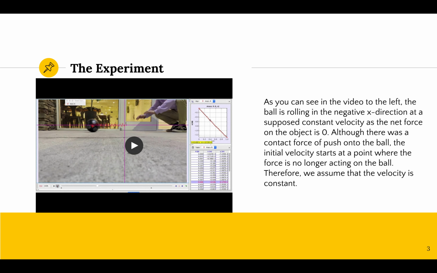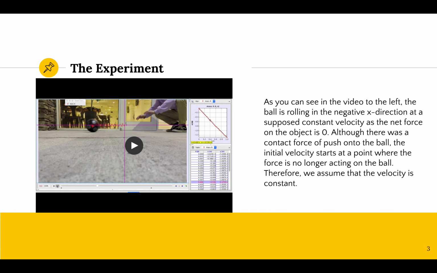As you can see in the video, the ball is rolling in the negative x direction as I had placed the origin at the center of the ball with the ball moving to the left. This means that the velocity will translate to be negative as well. Included in the video, there is a graph to the right that shows the position of the ball as it moves across the cement ground at a constant velocity.